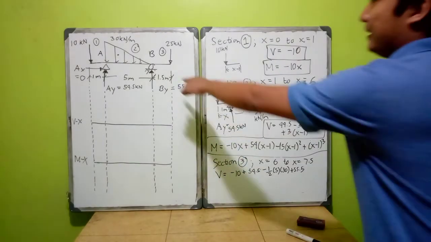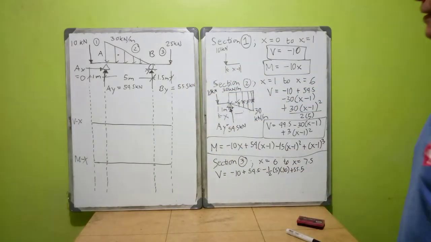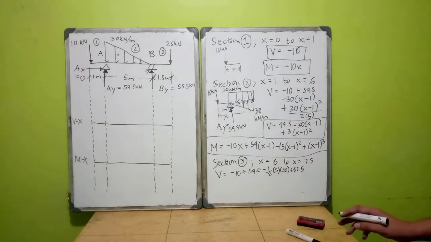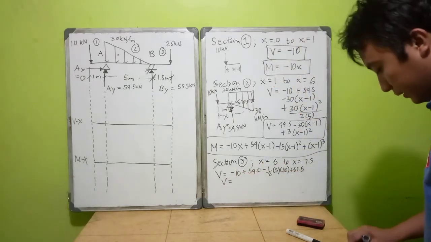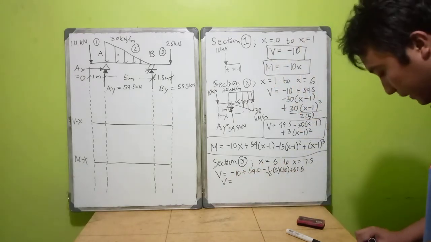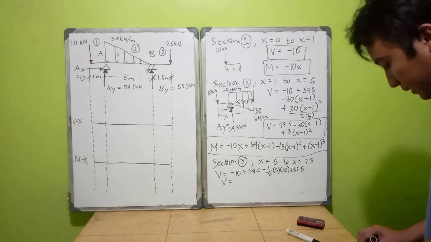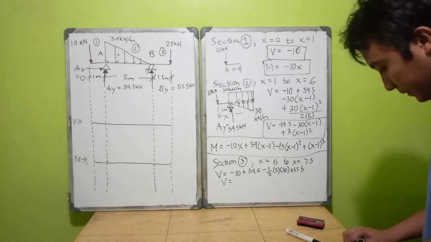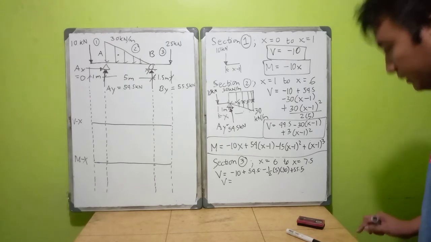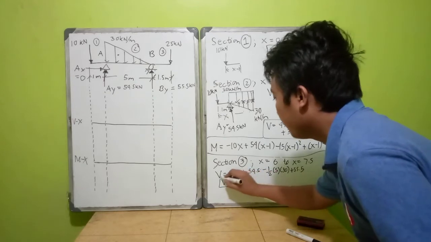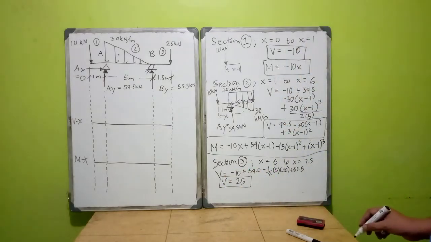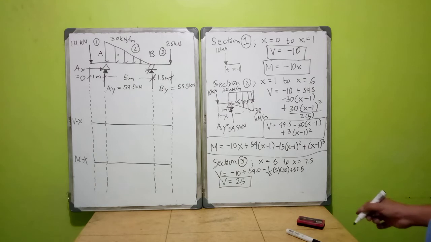We will not include yet the last load, because it's located at the far end. So your V here is you add everything: negative 10 plus 54.5 minus 0.5 times 5 times 30 plus 55.5. So we have 25. So this is your shear equation from 6 to 7.5 meters respectively.